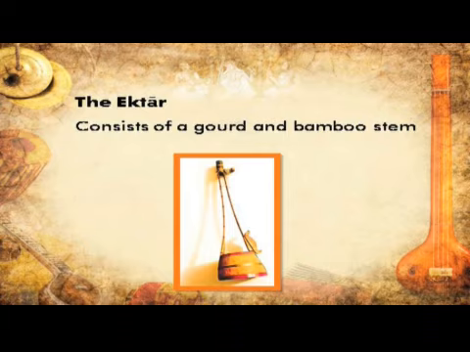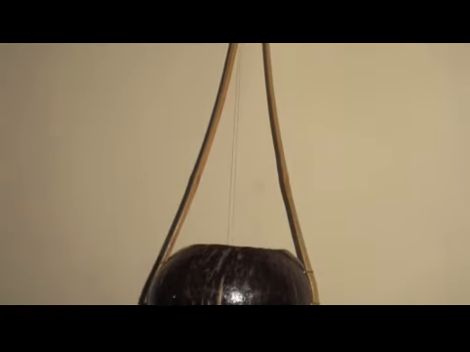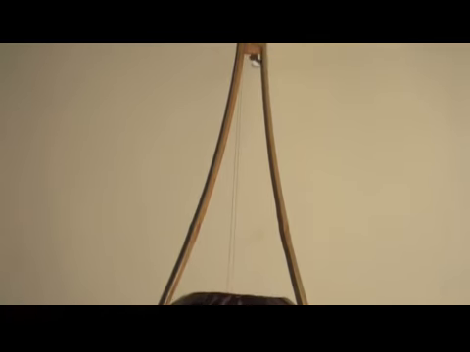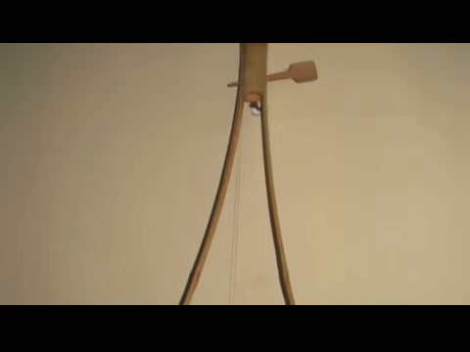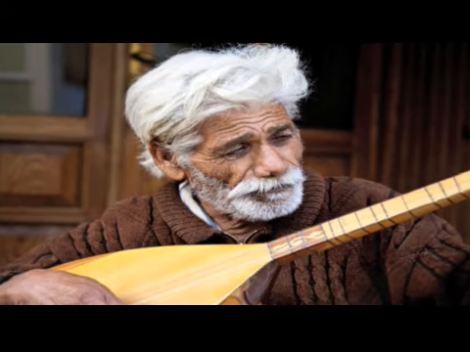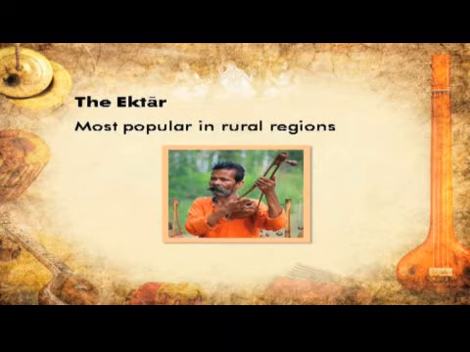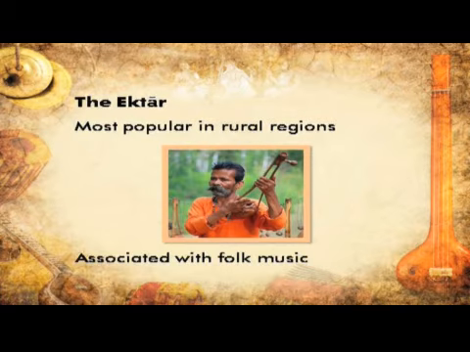The ektar. The ektar's simple construction consists of a gourd and bamboo stem. Ektar means one string, and this string passes over a bridge on the gourd. The note given by the string is the tonic note of the singer. The ektar is most popular in rural regions and is associated with folk music.